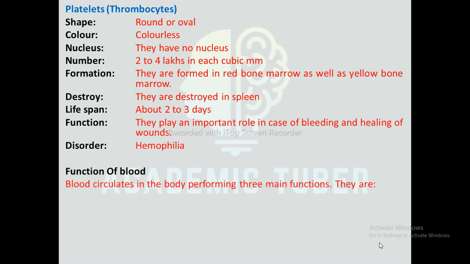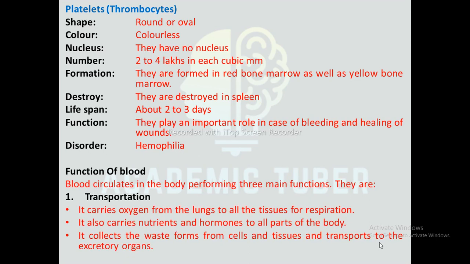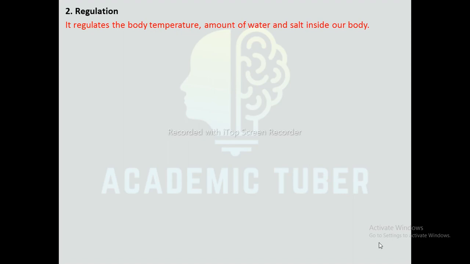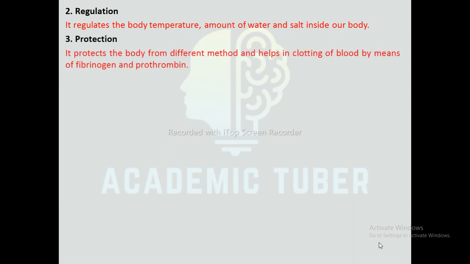Function of blood. Blood circulates in the body performing three major functions. They are: transportation. It carries oxygen from the lungs to all the tissue for respiration. It also carries nutrients and hormones to all parts of the body. It collects the waste from cell and tissue and transports it to the excretory organs. Regulation. It regulates the body temperature, amount of water and salt inside our body. Protection. It protects the body from different germs and helps in clotting of blood by means of fibrinogens and prothrombin.